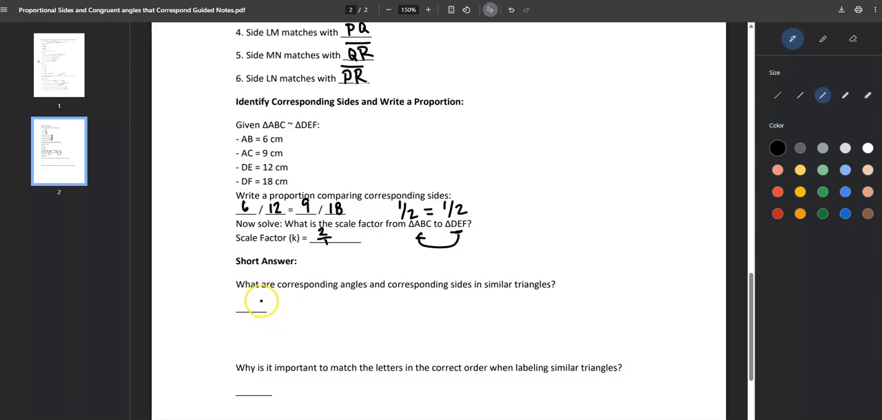And then a couple short answers. What are corresponding angles and corresponding sides in triangles? And why is it important to match the numbers in the correct order when labeling these? So corresponding angles and corresponding sides are in the same position. So think about position. Again, this is all about the position that they're at. And why is it important? It's important because if we don't match the correct letter, then all of a sudden we're not going to see whether or not they're proportional or whether or not they're equal as we go forward on day 3. So that's important as well.